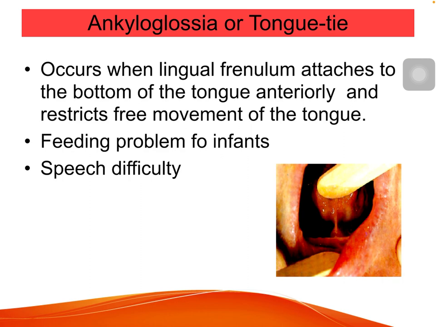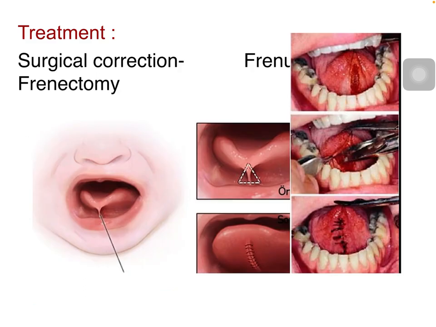Ankyloglossia, also known as tongue tie. Ankyloglossia occurs when the lingual frenum is attached to the bottom of the tongue anteriorly and restricts free movement of the tongue. Ankyloglossia can cause feeding problems in infants and speech difficulty in young children. Treatment includes surgical correction of the anteriorly placed frenum, known as frenulectomy or frenectomy.